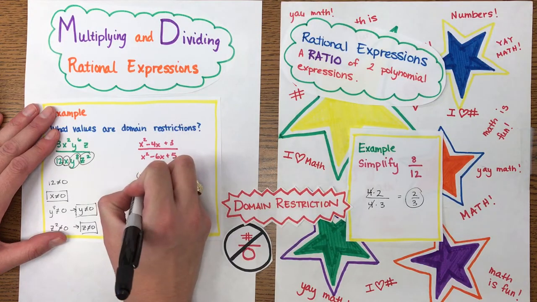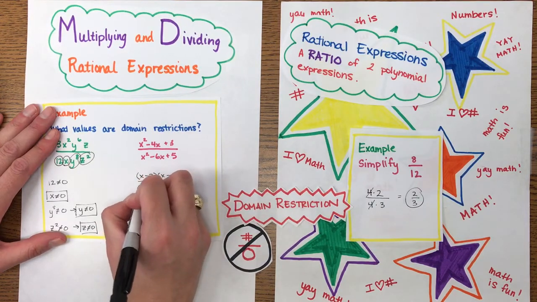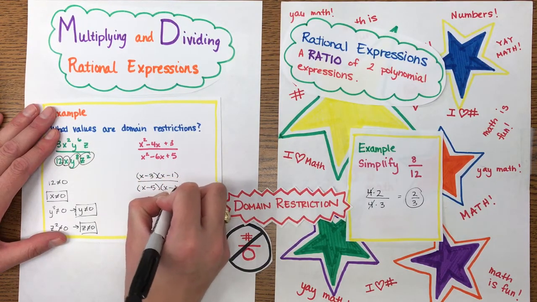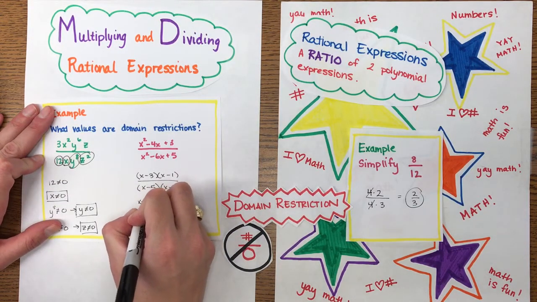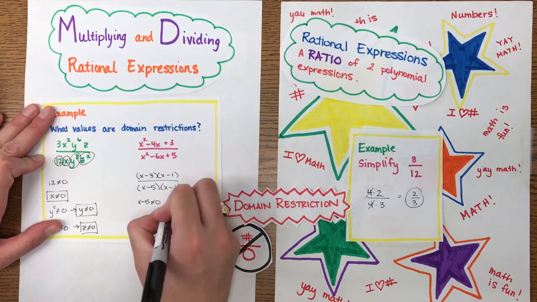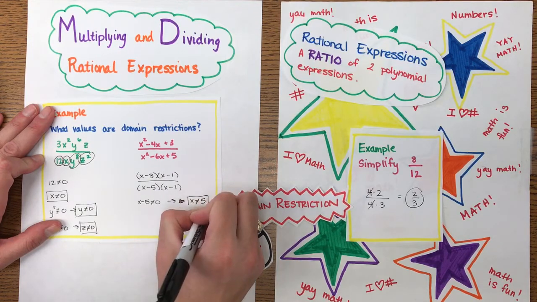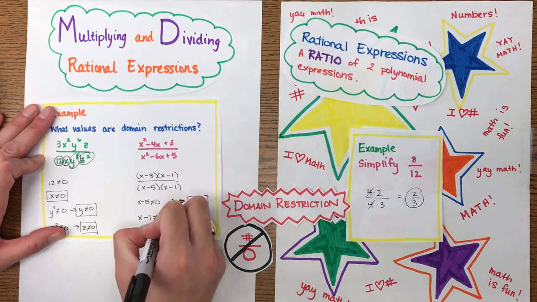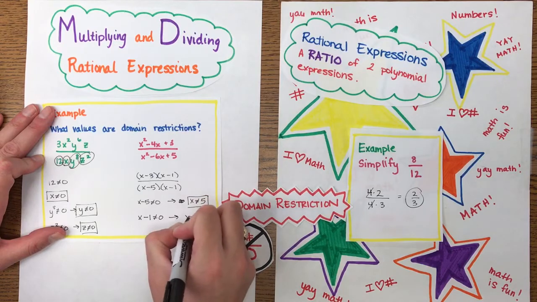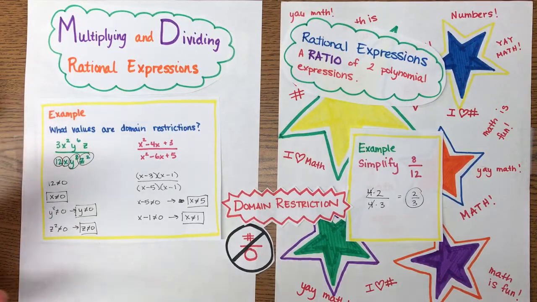So this numerator will factor to be x minus 3 times x minus 1, and the denominator will factor to be x minus 5 times x minus 1. Just like I did over here, I'm going to take each factor, x minus 5 cannot be equal to 0, and I'm going to solve that, and I'm going to get x cannot be equal to 5. That is one of my domain restrictions. Then I'm going to take x minus 1 and say that that cannot be equal to 0, so x cannot be equal to 1. These are the domain restrictions for the problem, and they hold even after I've simplified.